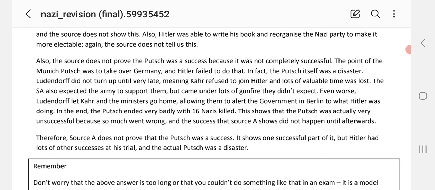This shows that the putsch was actually very unsuccessful because so much went wrong, and the success that Source A shows did not happen until afterwards. Therefore, Source A does not prove that the putsch was a success. It shows one successful part of it, but Hitler had lots of other successes at his trial, and the putsch was a disaster.